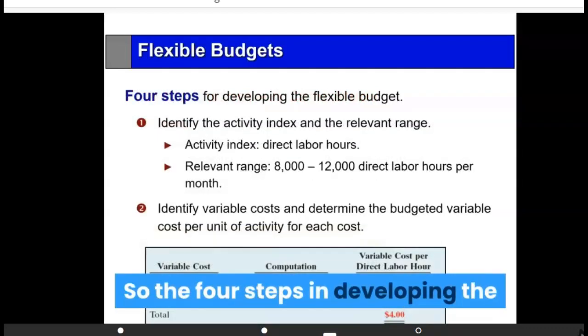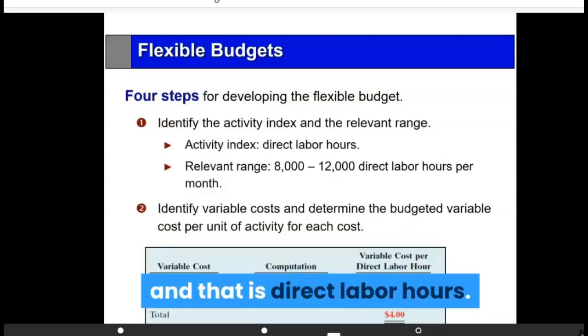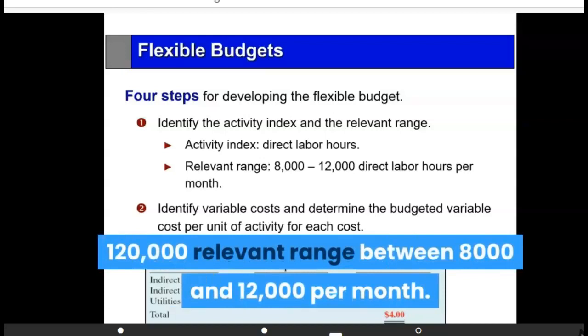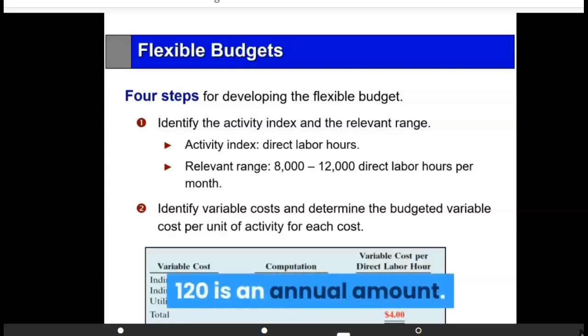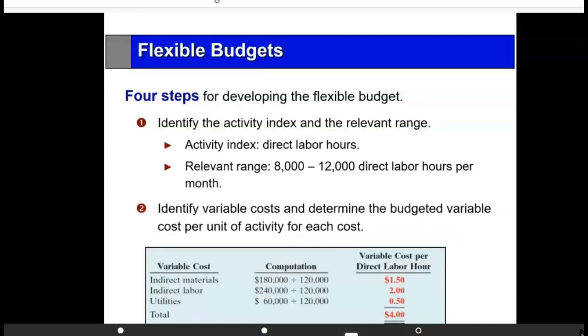So the 4 steps in developing the flexible budget: identify the activity index, and that is direct labor hours, 120,000. The relevant range is between 8,000 and 12,000 per month, where 120,000 is an annual amount. Identify the variable costs. Well, for the year, indirect materials are estimated to be 180,000 on 120,000 direct labor hours. So therefore it's $1.50 per direct labor hour. Indirect labor, $2, and utilities, $0.50.